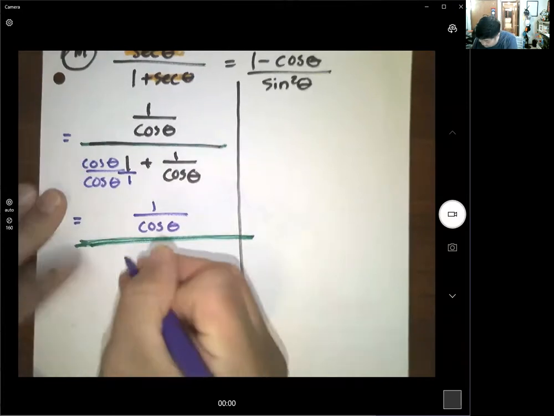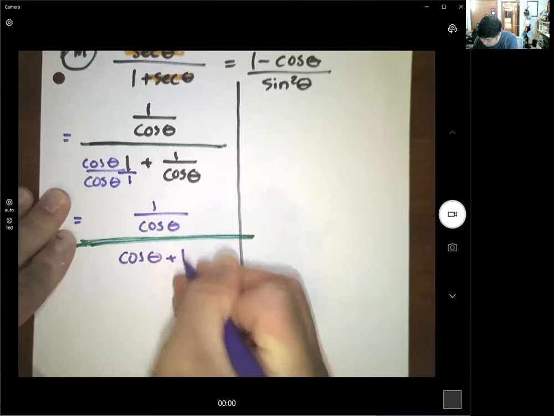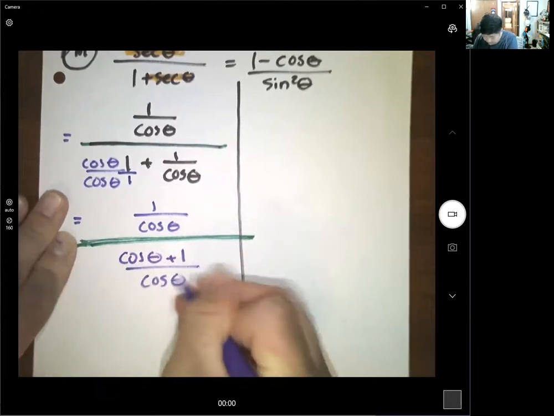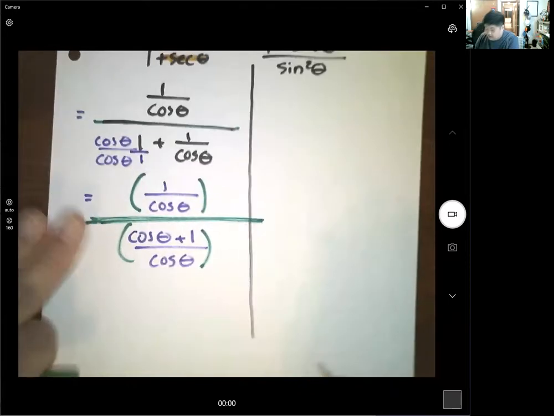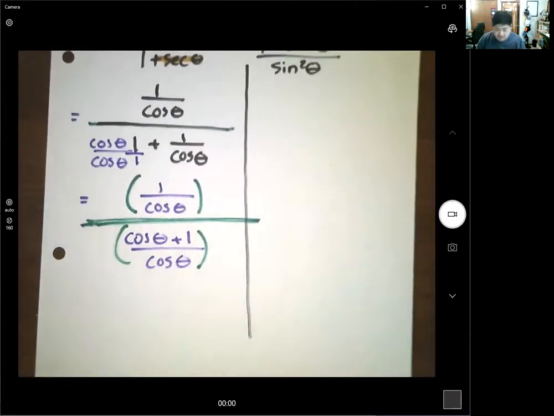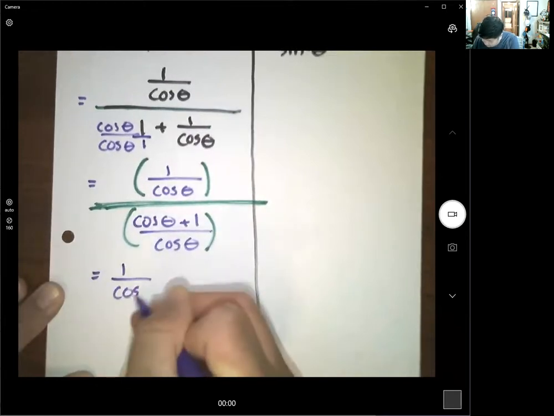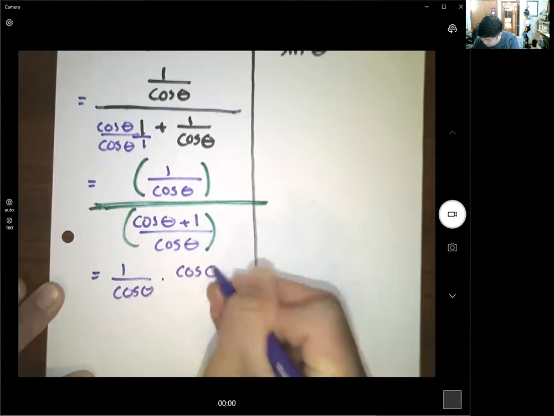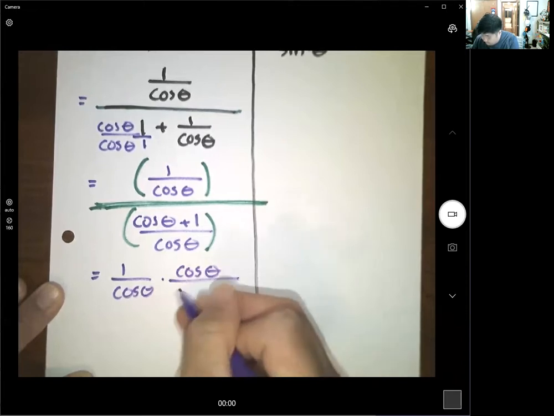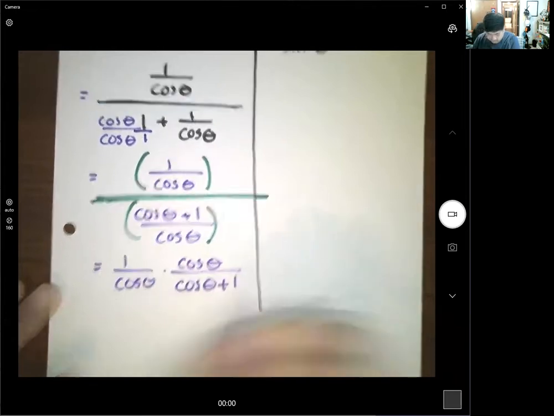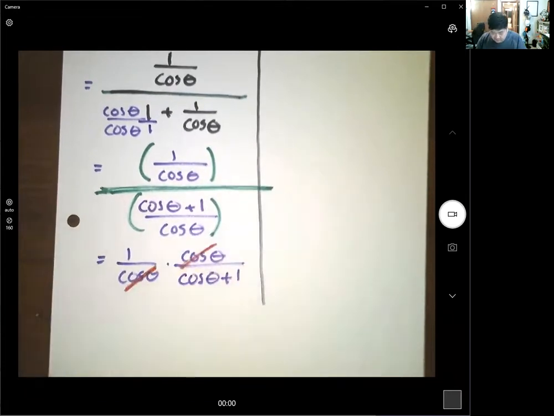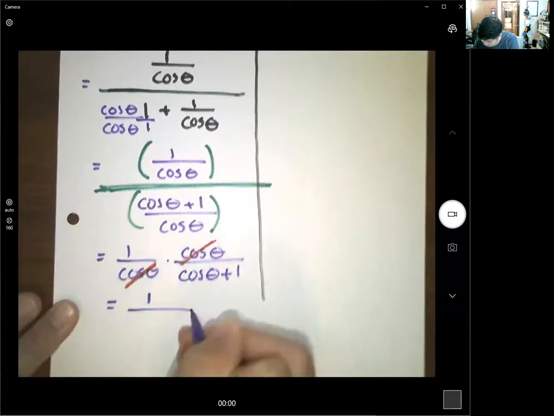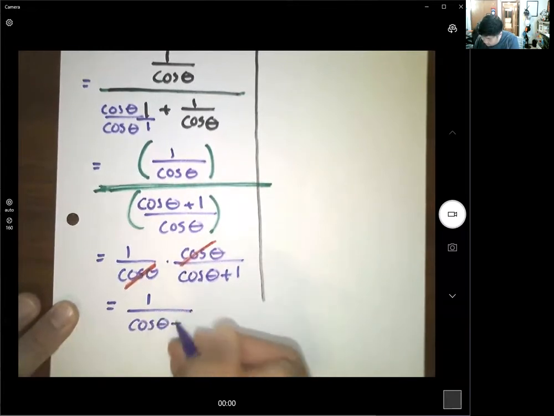All right. So I have cosine of theta plus 1 over cosine of theta. So again, this is the point where I'm going to multiply by the reciprocal. So I have 1 over cosine of theta times cosine of theta over cosine of theta plus 1. So here, the cosine of thetas divide out, and I'm left with 1 over cosine of theta plus 1.